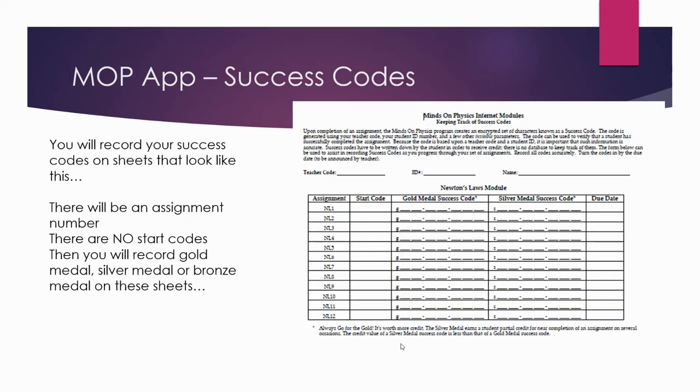So you end up having these success code sheets where you're going to write down your success code. This is just an example of one of them. Some of them have a gold, a silver, and a bronze medal. When you're working in marathon mode, you will always get a bronze medal. In sudden death, you'll get gold and silver, but don't worry about the color of the medal because it really doesn't matter. All that matters is that you get a success code once you've successfully answered all of the questions. Again, there are no start codes, and I will assign all of these based on these assignment numbers. So be sure that you record your success code on the correct line.